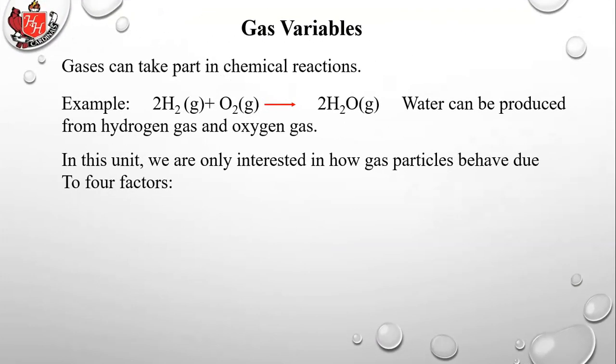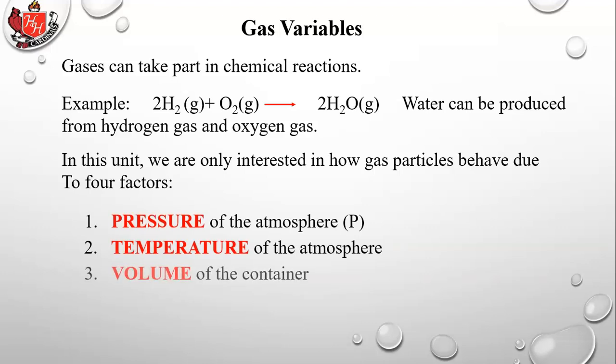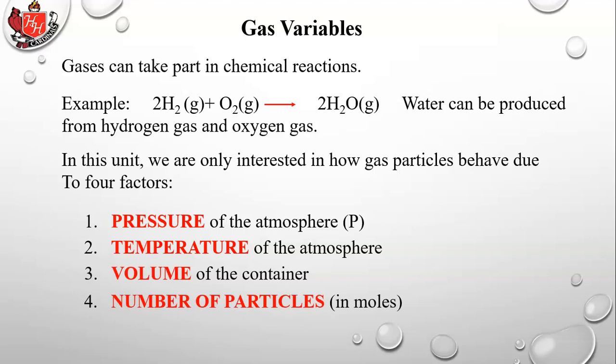So gases can take part in chemical reactions. For example, the creation of water is two hydrogen molecules plus one oxygen molecule, both in gas form, can produce water in gas form. So water can be produced from hydrogen gas and oxygen gas. In this unit, however, we're only interested in how gas particles behave due to four factors: the pressure of the atmosphere, the temperature of the atmosphere, the volume of the container, that is the size of the container, and the number of particles, which we'll measure in moles.